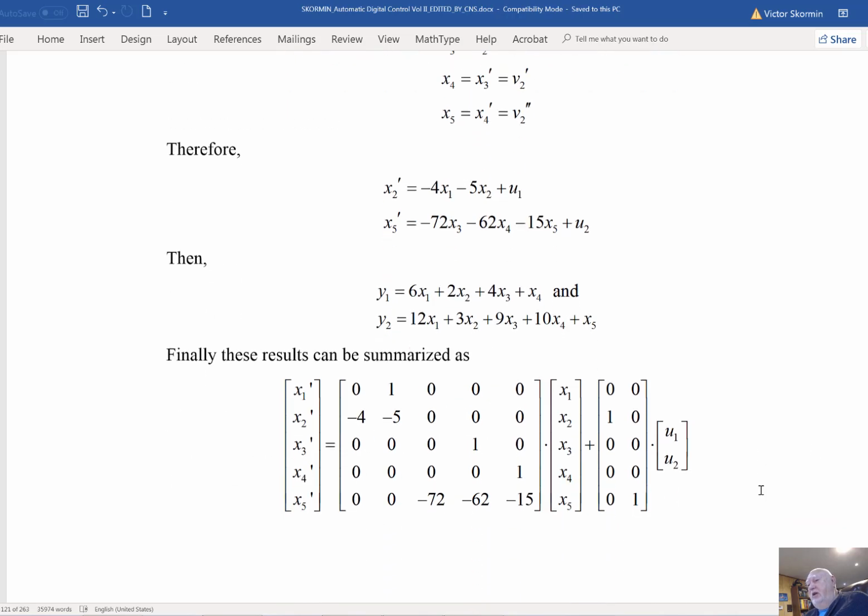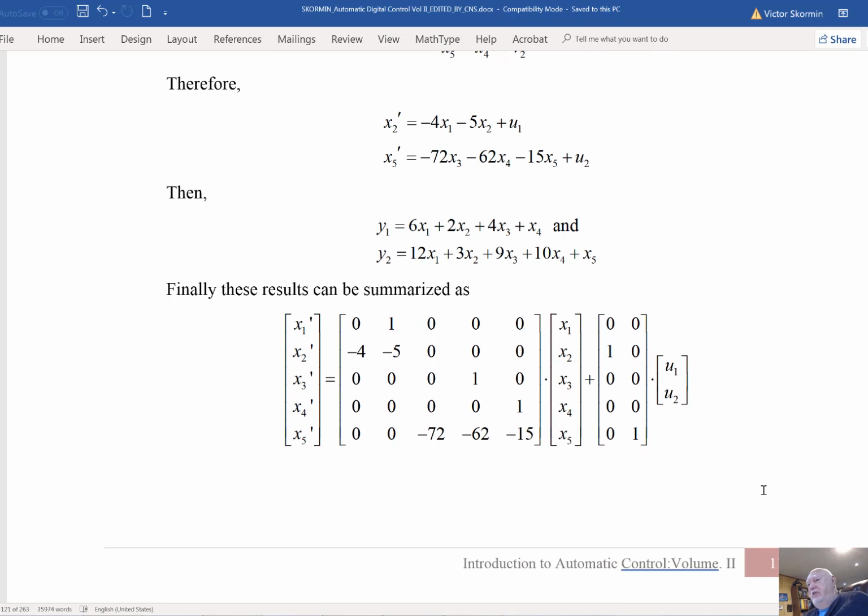And now we are ready for the state equation of our system. The state equation of our system is written right here. This is the fundamental matrix.